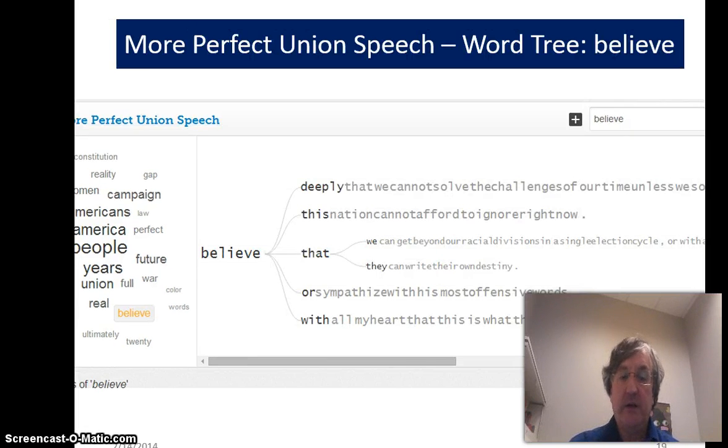And then finally, you can look at a term such as believe, which he uses quite a bit in the speech, and you can see the context in which that is used. Again, it's a very future-looking speech. We can get beyond the divisions, believes that the majority of Americans want to move on. We cannot solve the challenges of our time unless we come together. Those types of inclusive, future-looking, fairly presidential-sounding terms.